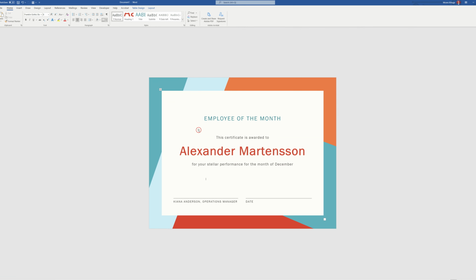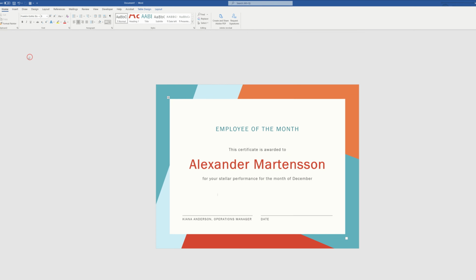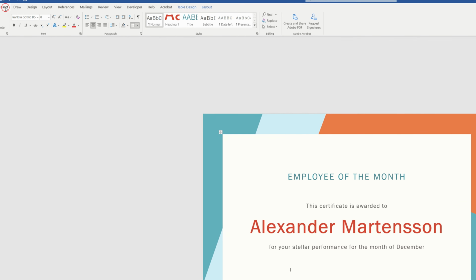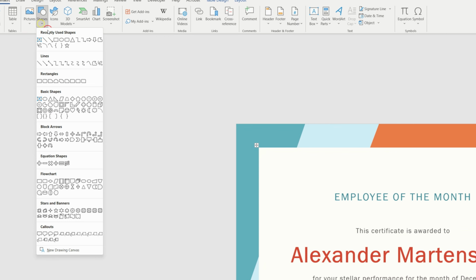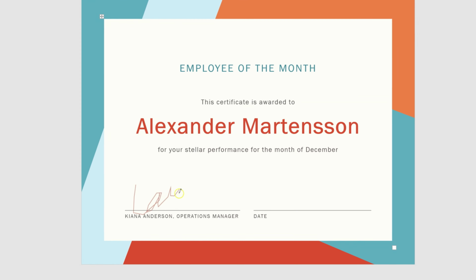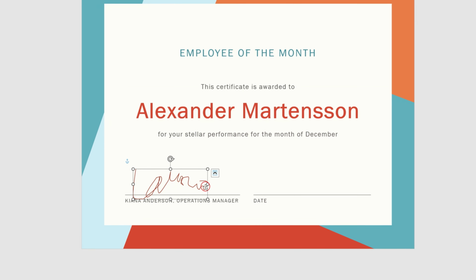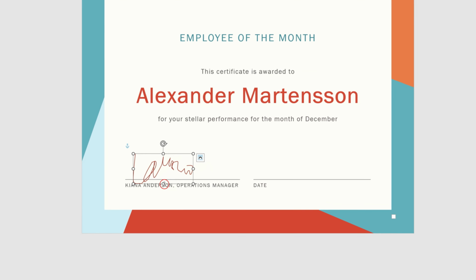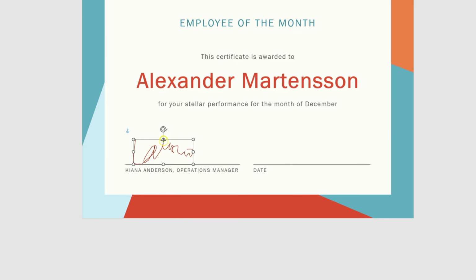Today I want to insert a signature in a Microsoft Word document. Here I have a certificate, and I want to insert my signature there. Click on Insert, go to Shapes, then go to Scribble lines, and just sign there, and you can resize your signature to fit in the area.